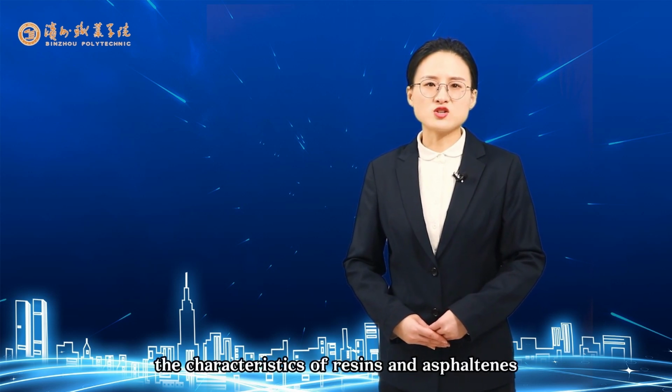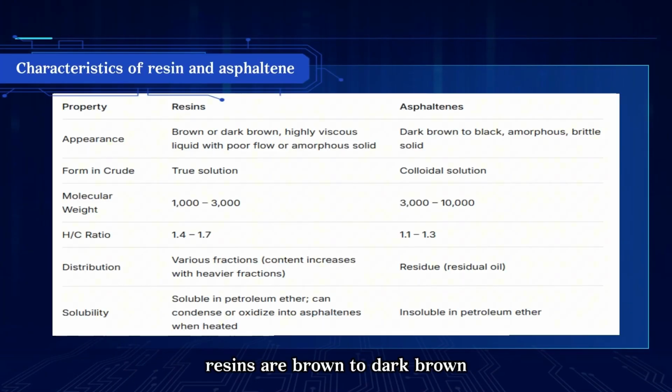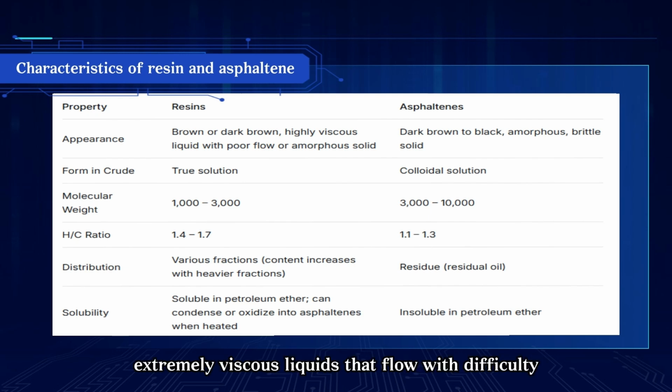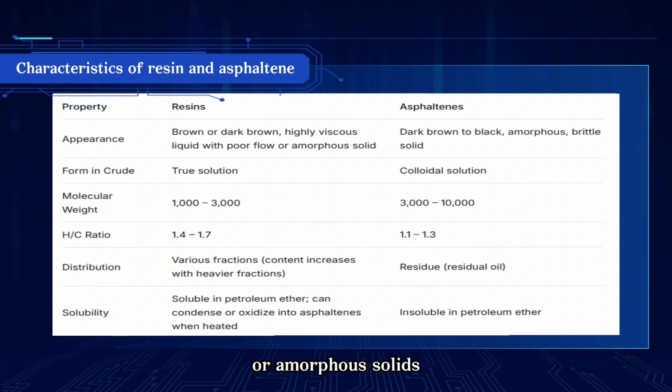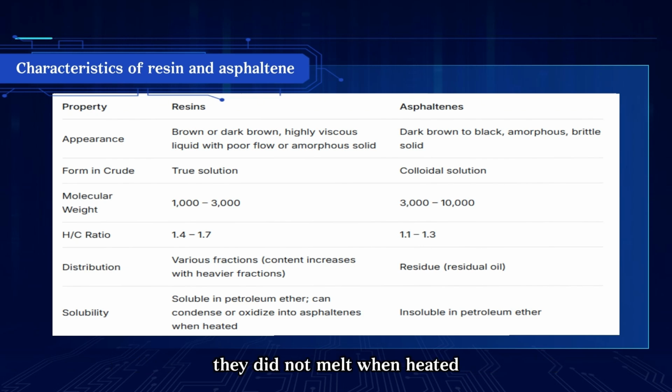Let's summarize the characteristics of resins and asphaltenes. In appearance, resins are brown to dark brown, extremely viscous liquids that flow with difficulty, or amorphous solids. They melt easily when heated. Asphaltenes are dark brown to black amorphous solids. They do not melt when heated but become brittle and crack into fragments. In terms of density, the density of resins is slightly less than 1.0. The density of asphaltenes is slightly greater than 1.0.